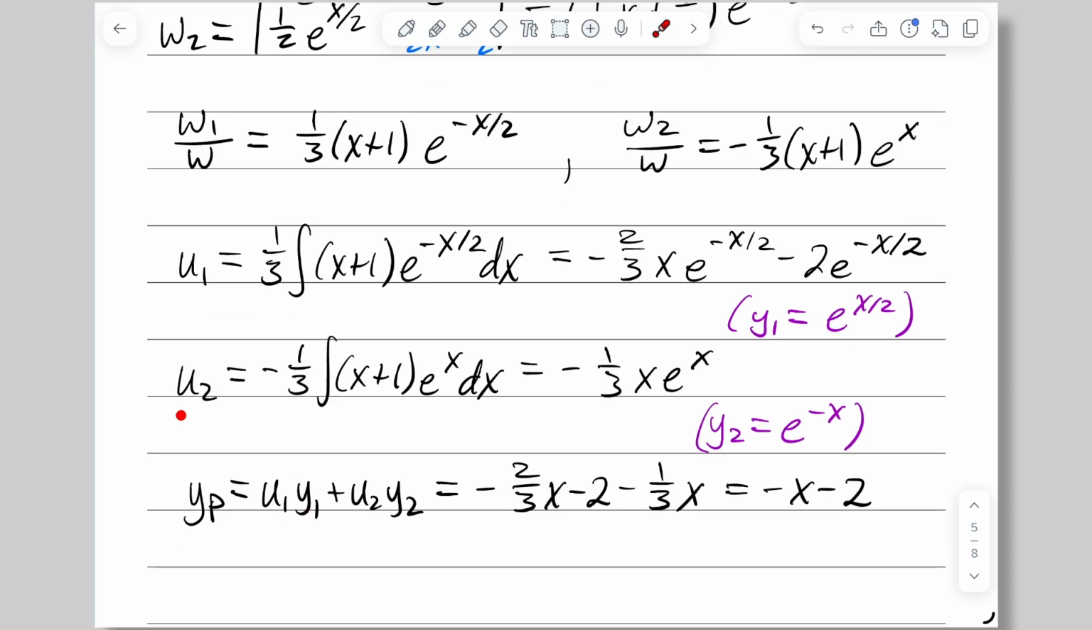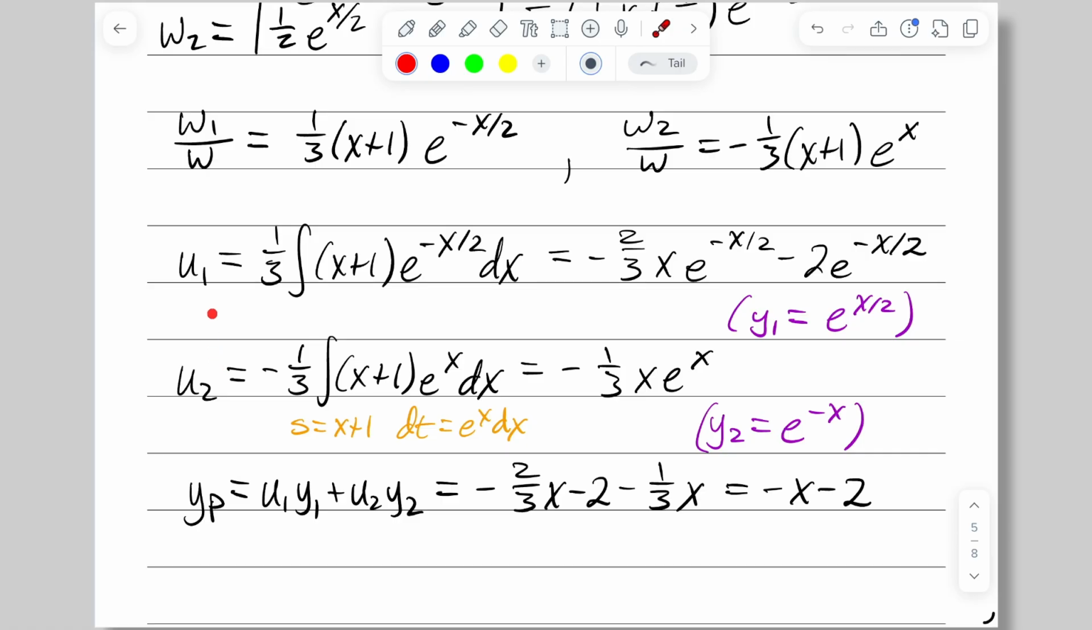Continuing on with u2, after we integrate, collect like terms, again integration by parts, we have -1/3 x e^x. By the way, for the integration by parts, some people do funky things here. What I would recommend is s = x + 1, and then dt = e^x dx. Some people would distribute and do things separately. I just don't recommend that. You've got a product here, pull one to be s and one to be dt.